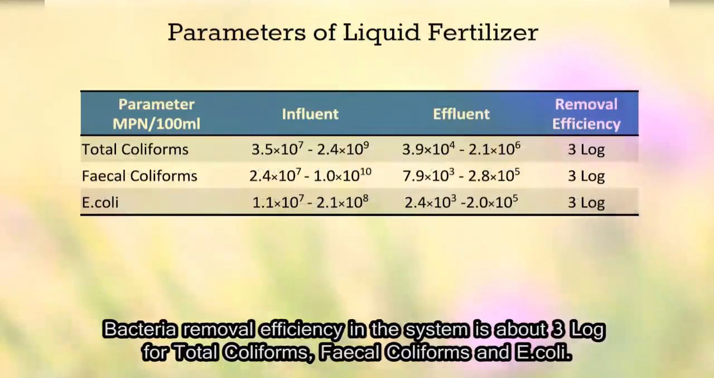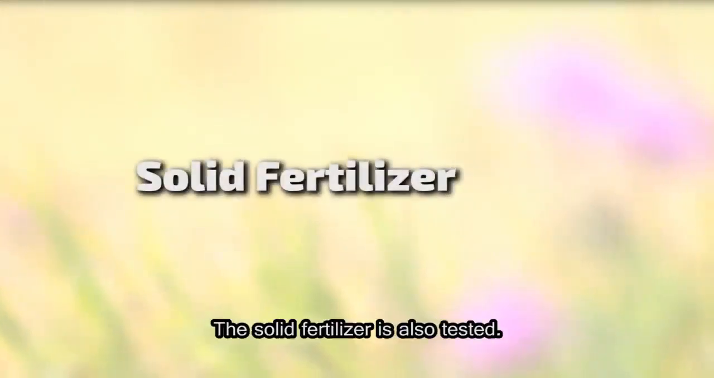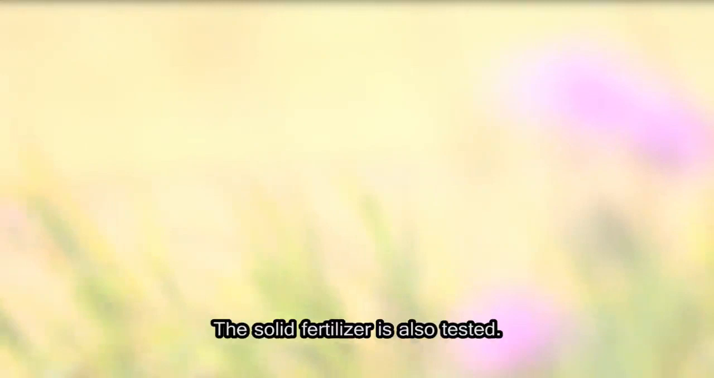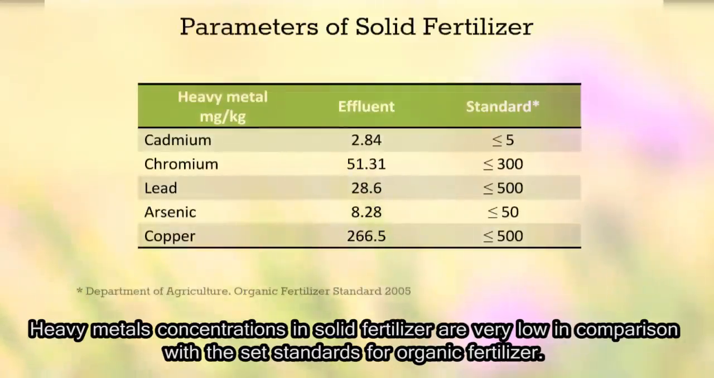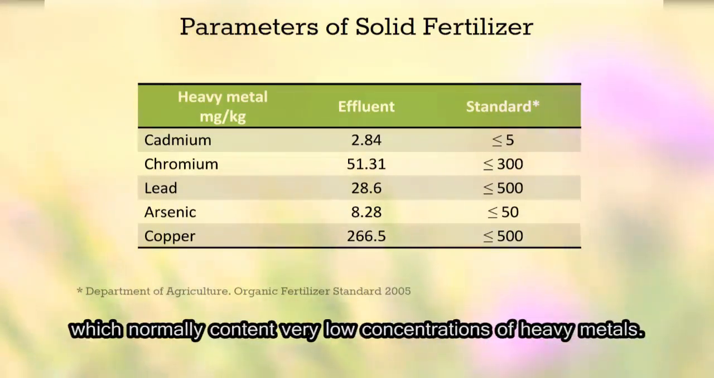Bacteria removal efficiency in the system is about 3 log for total coliforms, fecal coliforms and E. coli. The number of potential pathogens is 1,000 times smaller at the effluent. Solid fertilizer is also tested. Heavy metals concentrations in solid fertilizer are very low in comparison with the set standards for organic fertilizer. Low concentration of heavy metals is due to the fact that the treatment plant only accepts domestic fecal sludge, which normally contains very low concentrations of heavy metals.